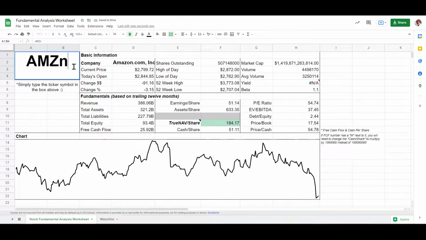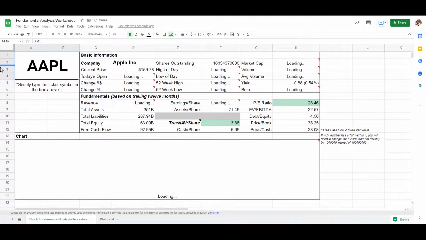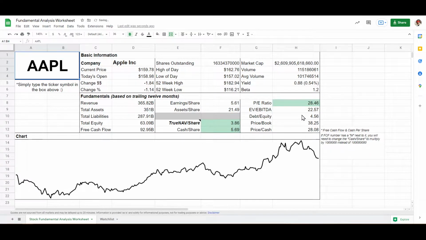All right, so again, let me go back to Apple because that's the one that I've been using for this. And then you also have beta. Beta has to do with volatility. And so a beta of over 1 means it's more volatile than the average market or the average market listing. And if it's less, let me see if I can find, let me see here.